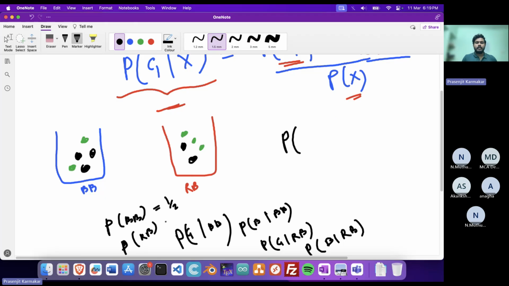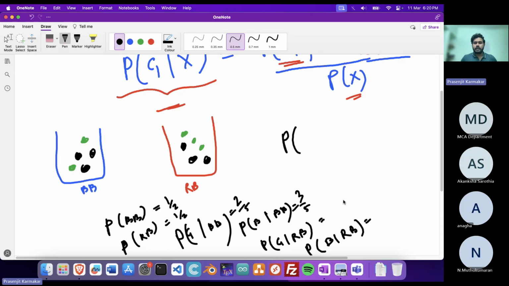It's 1 by 2, 1 by 2. This is how much? This is 2 by 5. This is 3 by 5. Here it is 3 by 5. It is 2 by 5. Let's just draw another black ball here so that we can have something different for the second case. So green would be 3 by 6, right? So 1 by 2, and black would also be 1 by 2.